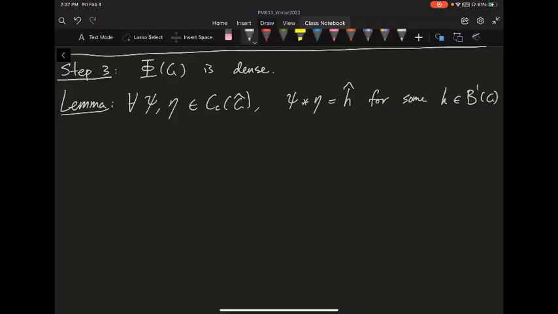So we're now at the last step of proving the Pontryagin duality. We just need to show that the image of this big phi is going to be dense in the double dual group. So first of all, let's start with the following technical lemma.